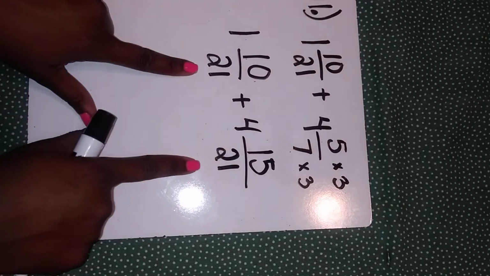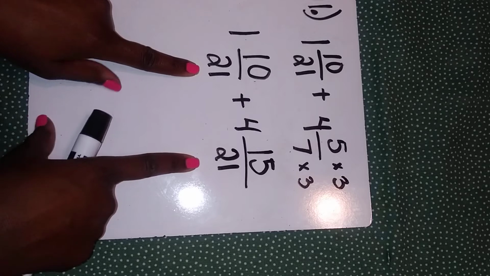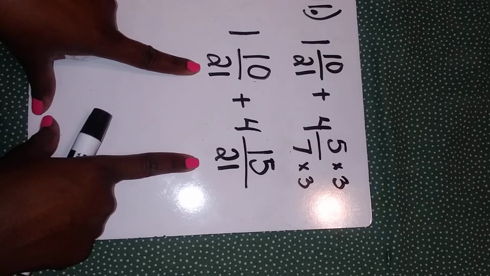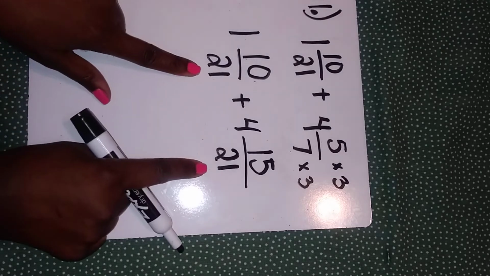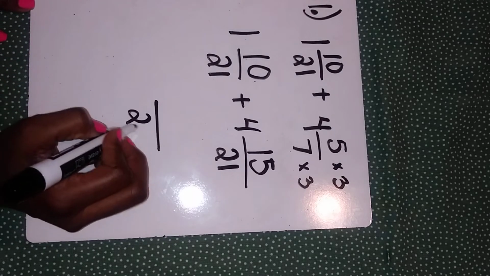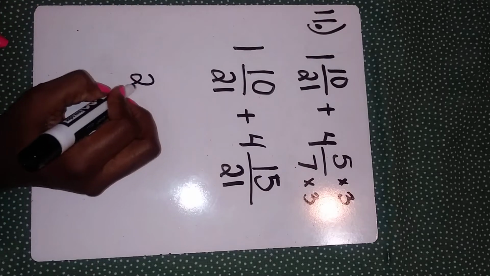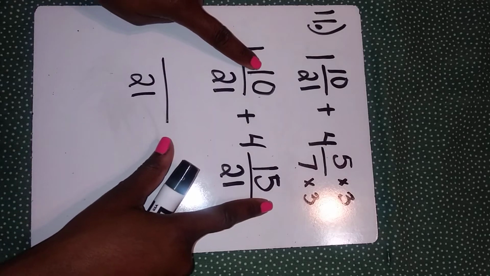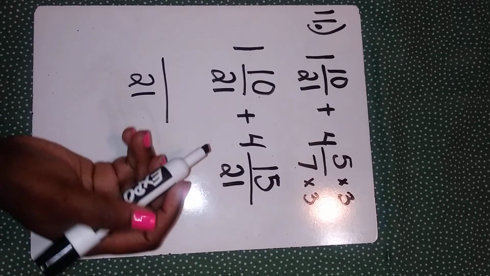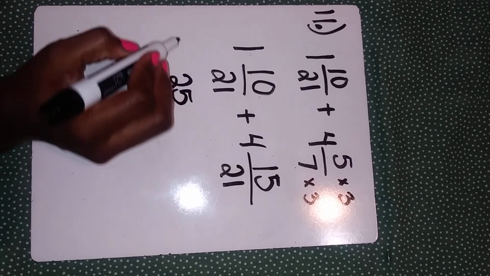Okay, so now I have the same denominators. A sure way of getting everything wrong is adding straight across. You do not add straight across. You keep your denominator, which is 21. You move it over. And we're going to add our numerators. We got 10 plus 15. We got 25. And 1 plus 4 is 5.